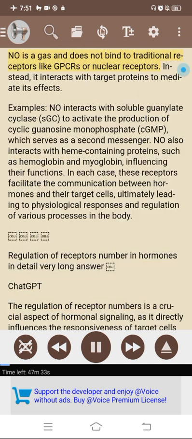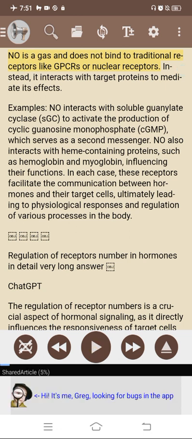Nitric oxide (NO) receptors. NO is a gas and does not bind to traditional receptors like GPCRs or nuclear receptors. Instead, it interacts with target proteins to mediate its effects. Examples. NO interacts with soluble guanylate cyclase (sGC) to activate the production of cyclic guanosine monophosphate (cGMP), which serves as a second messenger. NO also interacts with heme-containing proteins, such as hemoglobin and myoglobin, influencing their functions. In each case, these receptors facilitate the communication between hormones and their target cells, ultimately leading to physiological responses and regulation of various processes in the body.